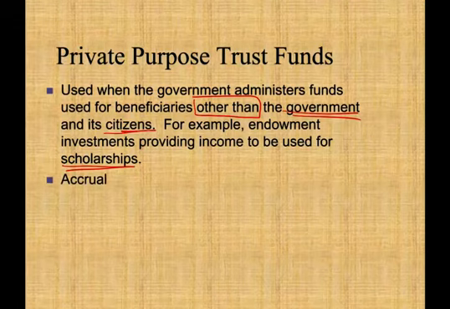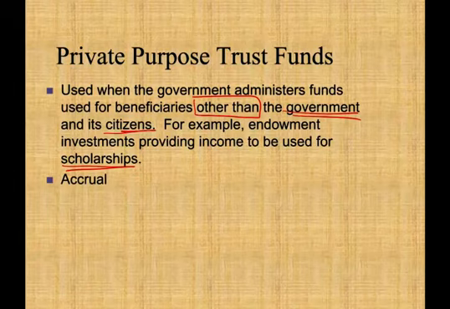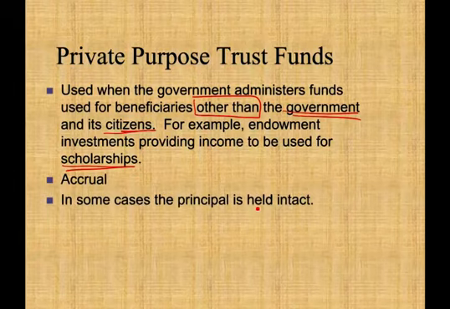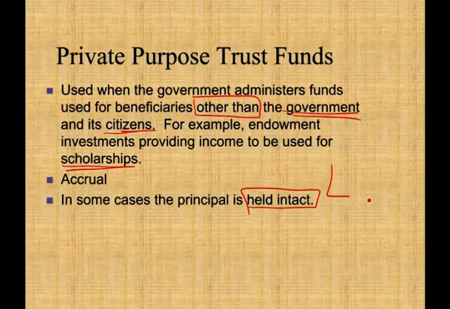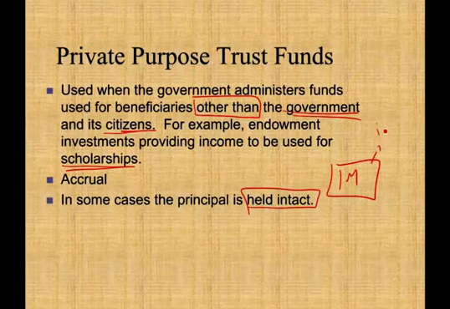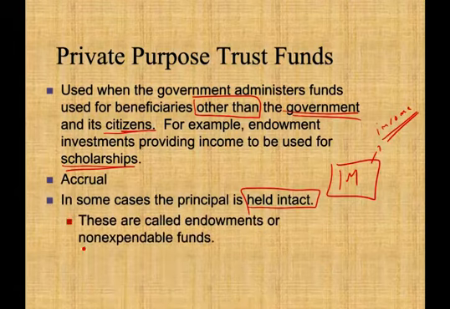Okay. For accounting purposes, we use accrual. We don't use modified accrual. We use full accrual. In some cases, the principal is held intact. What does principal held intact mean? It means the original contribution, let's assume it's $1 million, can never be spent. What's going to be spent from that is the income from that. And that income could be interest, could be dividends.